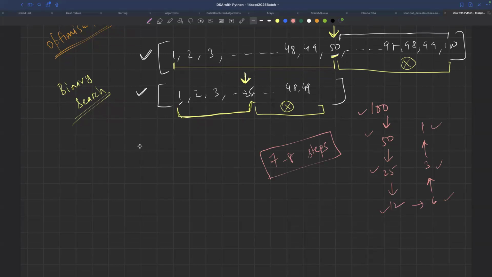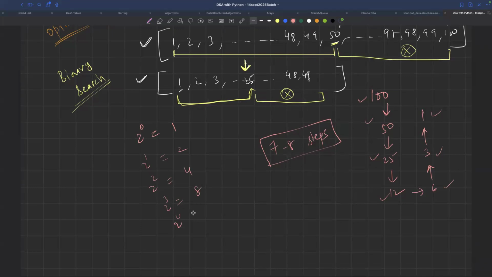From where it is coming, you can say that 2 to the power of 0 is equal to 1, 2 to the power of 1 is equal to 2, 2 to the power of 2 is equal to 4, 2 to the power of 3 is equal to 8, 2 to the power of 4 is equal to 16, 2 to the power of 5 is equal to 32, 2 to the power of 6 is equal to 64, 2 to the power of 7 is equal to 128. So 7 times if you are halving something from 100, you should be able to reach the answer. So that's why we are getting 7 here. It will not even be 8. Did you guys understand?